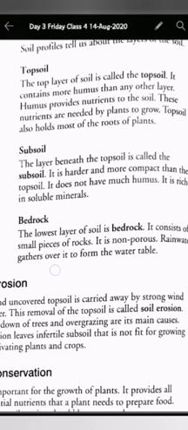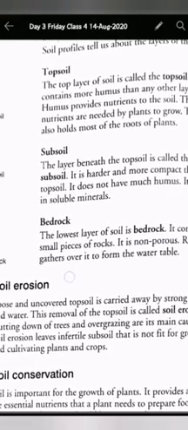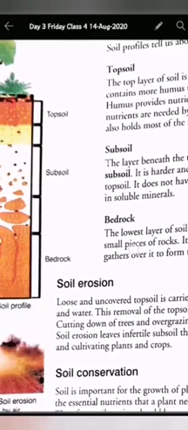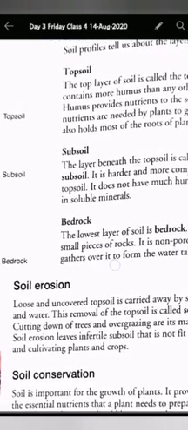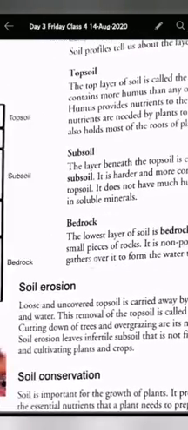It is non-porous. What is the meaning of non-porous? It does not have pores in it. And rainwater gathers over it to form the water table. The rainwater gathers in that layer and it forms the water table there.